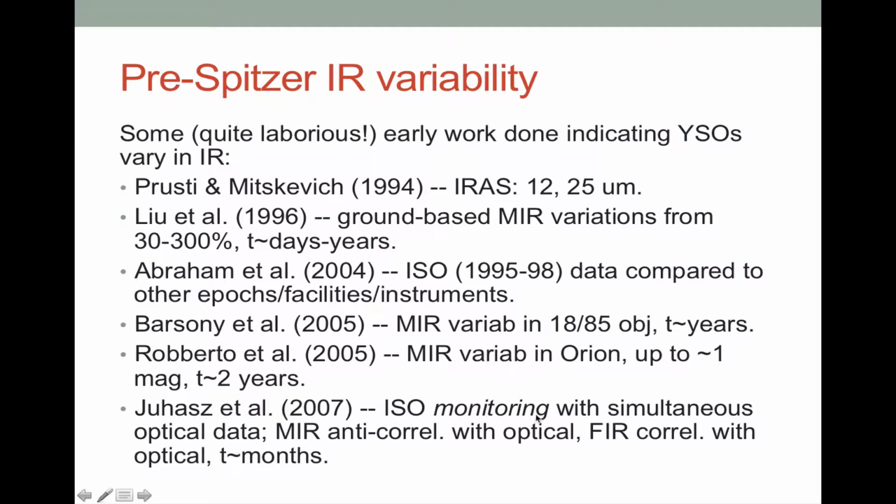The first space-based campaign to monitor in the infrared that I know of was in 2007 with a European mission called ISO, and they were deliberately monitoring them from space in the infrared and from the ground in the optical, and they found some variability.